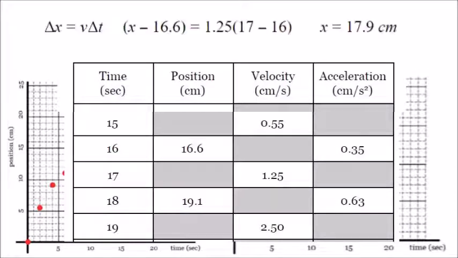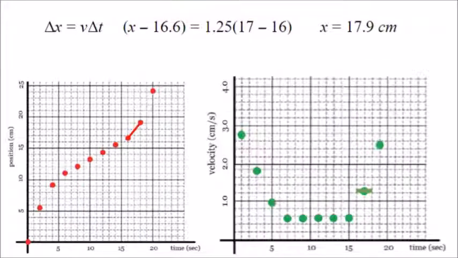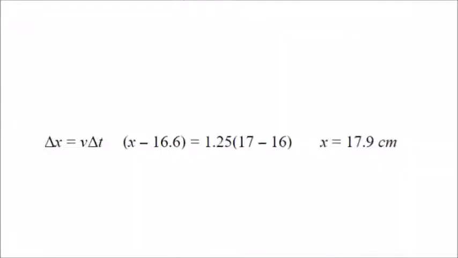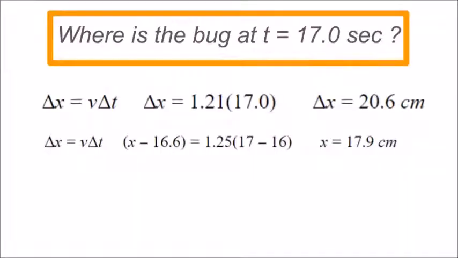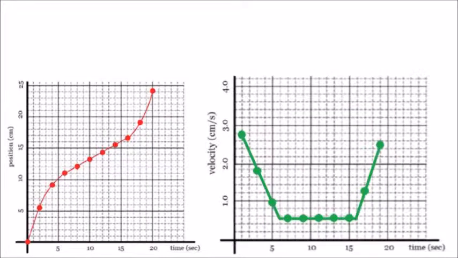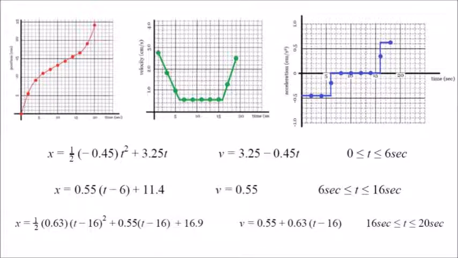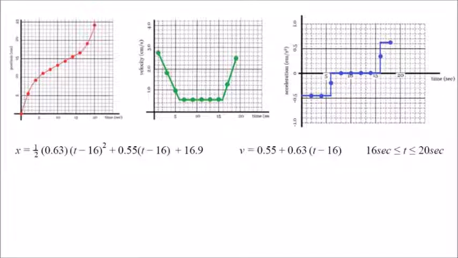Just like before, we know the average speed. We also know that the bug was at 16.6 centimeters at a time of 16 seconds. Using that, we can find the displacement at 17 seconds. It is 17.9 centimeters. That's definitely better. But now we move from constant velocity to acceleration with these equations, specifically the third one. And let's remember where it came from. We demanded that this be the acceleration, and that this be the velocity at 16 seconds.